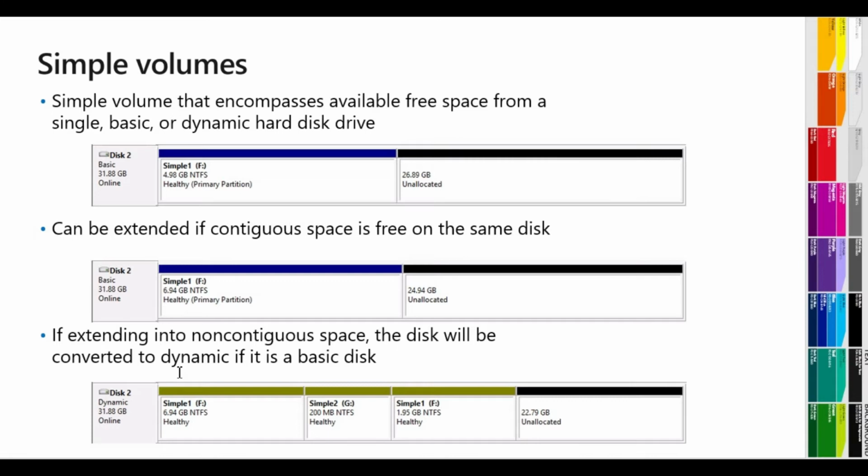So these are the partitions. If extending into non-contiguous space, the disk will be converted to dynamic if it is a basic disk. Non-contiguous means it is not adjacent. So if you want to configure that, your disk will be converted from basic to dynamic. We're going to see all of this in the system, so not to worry.